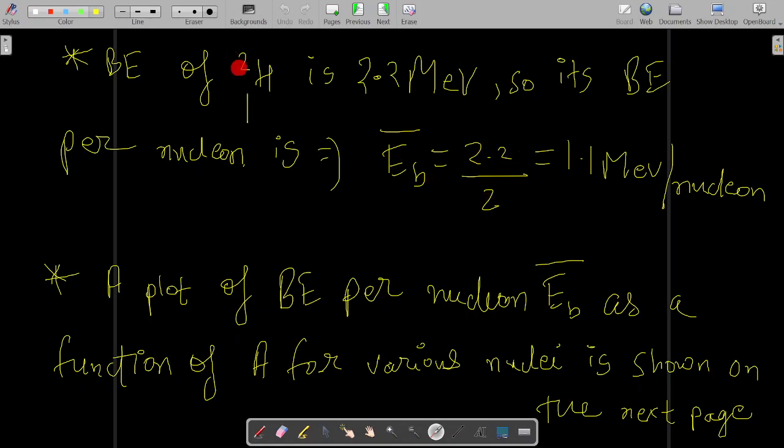This is the atomic mass number. So total binding energy divided by atomic mass number will be equal to binding energy per nucleon. It will be equal to 1.1 mega electron volt per nucleon. Now we will plot a graph between binding energy per nucleon as a function of A for various nuclei. We want to plot a graph between them. So the graph is shown on the next page.